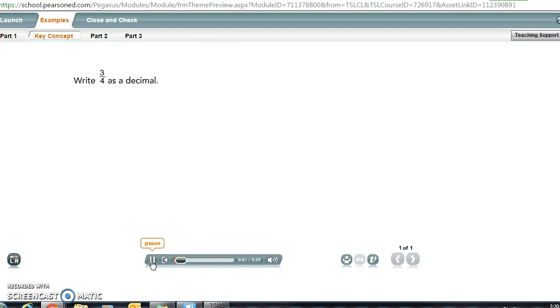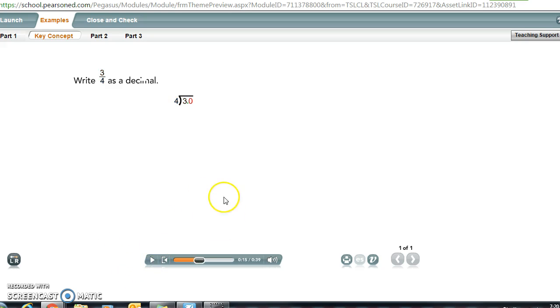You can use what you know about fractions and division to write fractions as decimals. Write 3/4 as a decimal. The fraction bar means divide. Write the fraction as division. Place a decimal point in the dividend and write a 0 to the right of the decimal point.